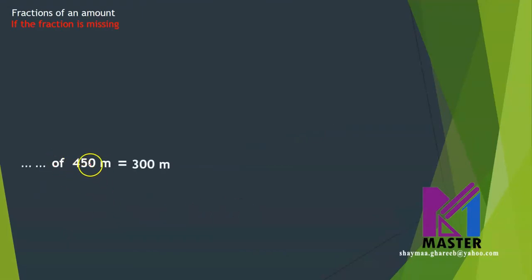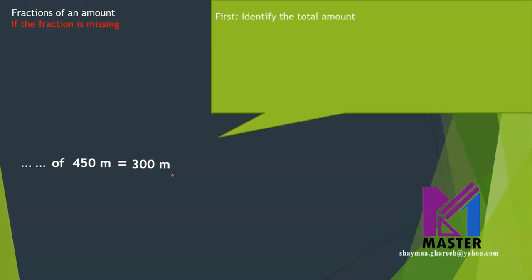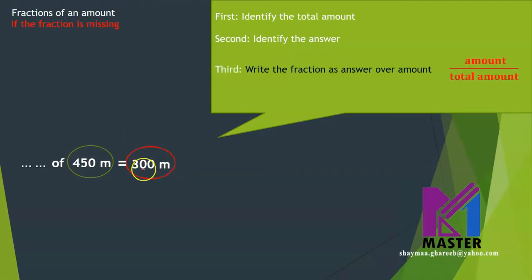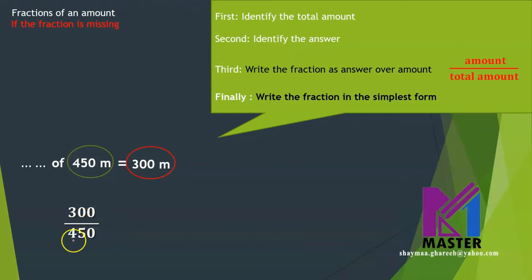What fraction of 450 meters equals 300 meters? Do you remember the steps? Identify the total amount. Identify the answer. Let's identify: this is the total amount and this is the answer, or the amount. Then we write our fraction as answer over total amount. So it will be 300 over 450.